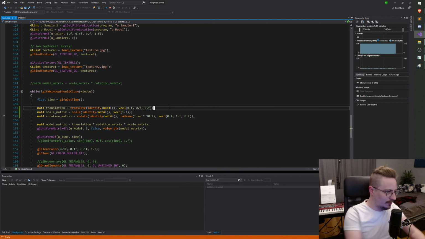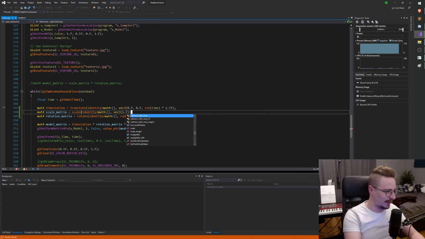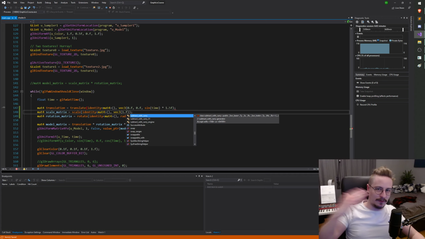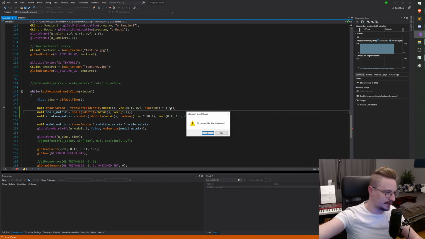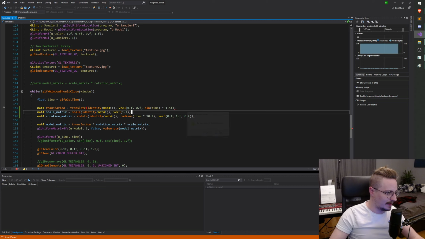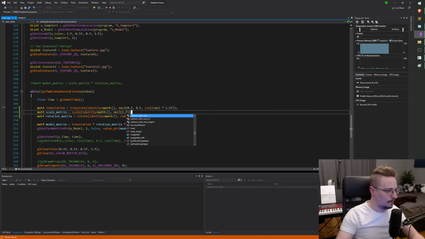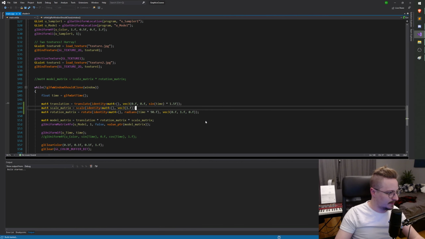If I just move our little plane back and forth, I'll move it in the Z direction with sine of time times 1.5. So I'm moving it 1.5 units forward and 1.5 units backwards, going back and forth on the Z plane. Let's see what happens.